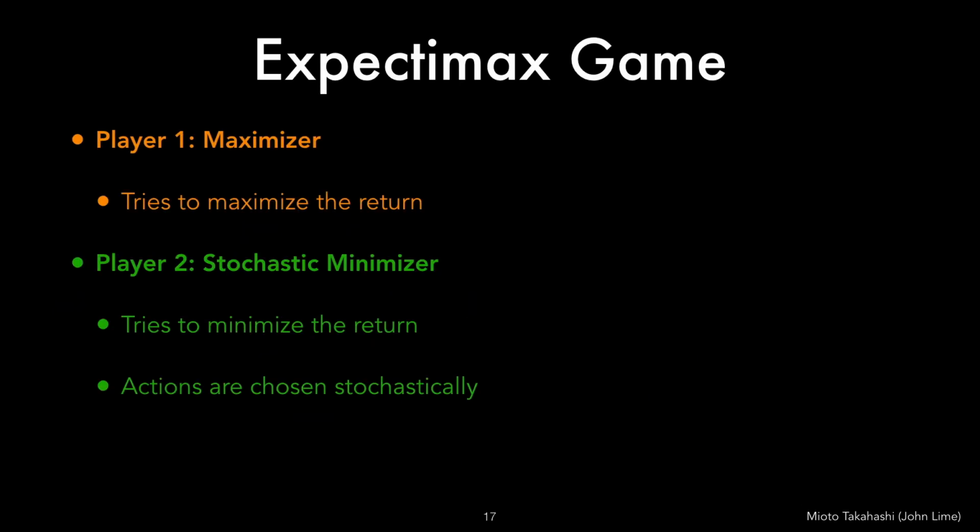Let us take this a step further. In expected max games, player 2, the minimizer, chooses its action stochastically or probabilistically. Player 2 still tries to minimize its return, but there is a certain chance that the action that induces the smallest expected return is not chosen.